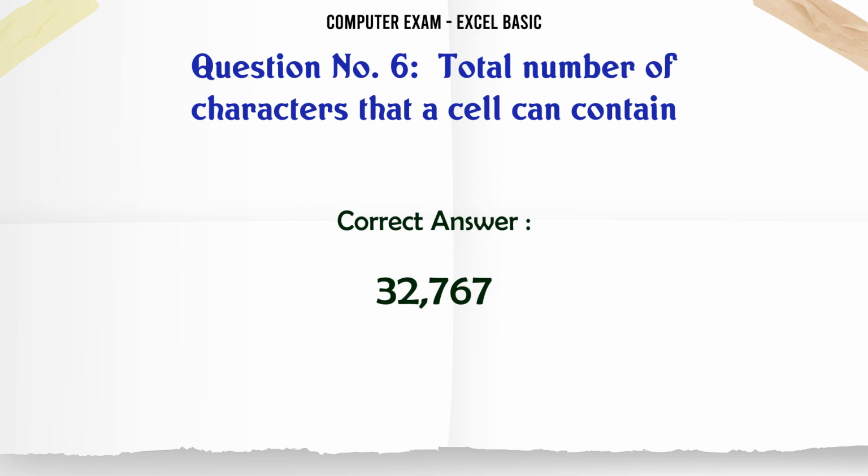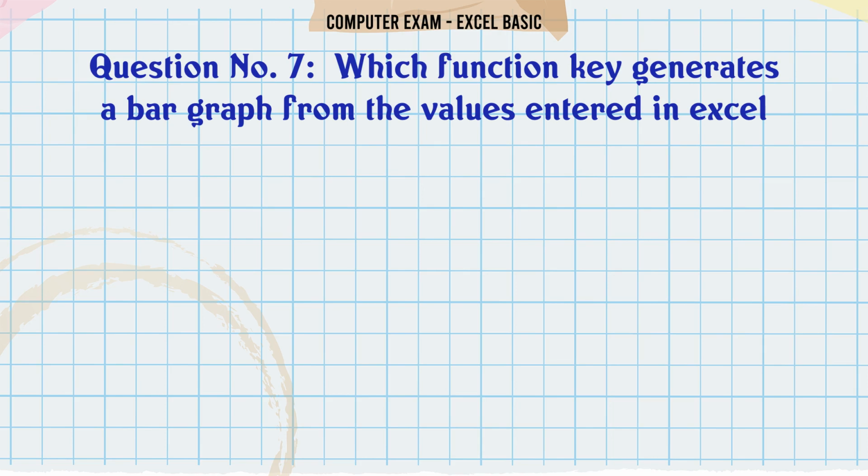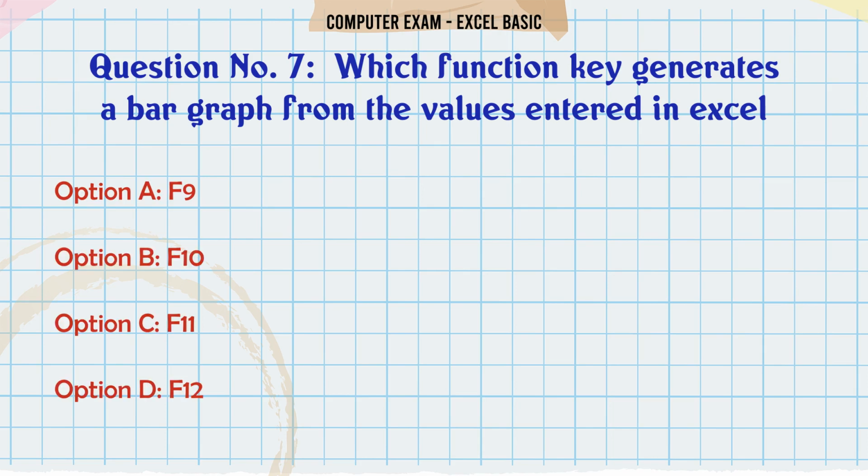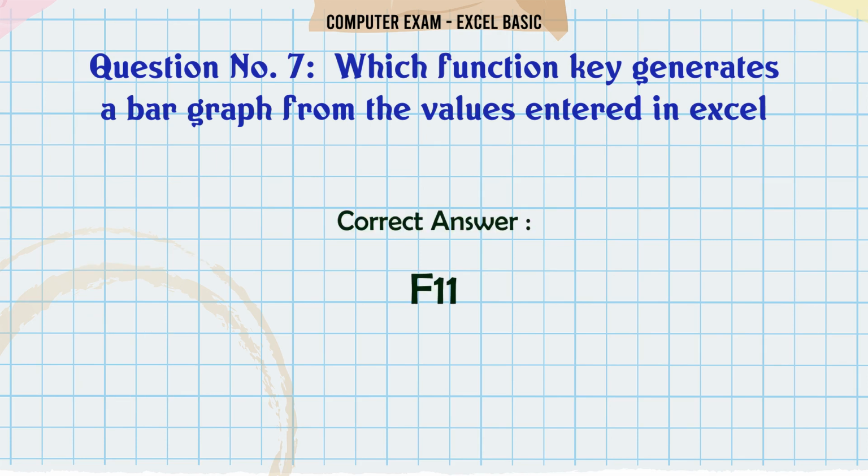Which function key generates a bar graph from the values entered in Excel? A. F9, B. F10, C. F11, D. F12. The correct answer is F11.